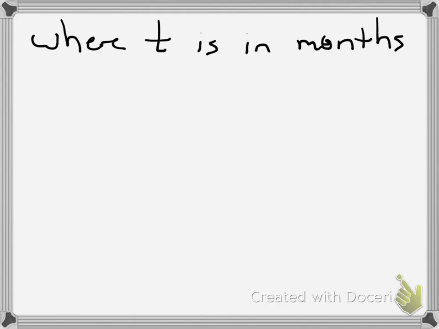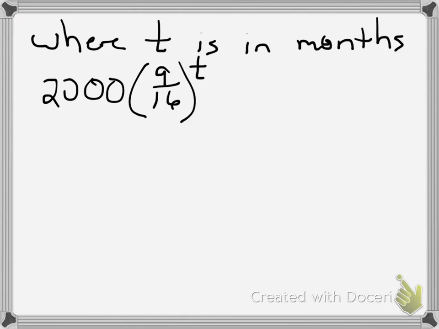So I have 2,000 times 9/16 to the t. But I want to write an equivalent equation where my decay factor is 3/4 instead of 9/16, because the question asked how long it takes for it to decrease by 1/4 of its original amount. So, how does 3/4 relate to 9/16?